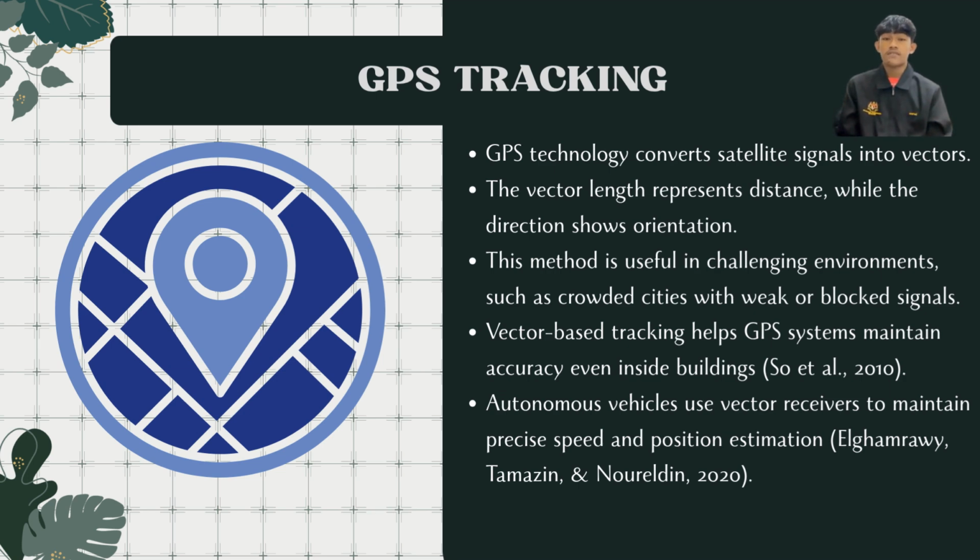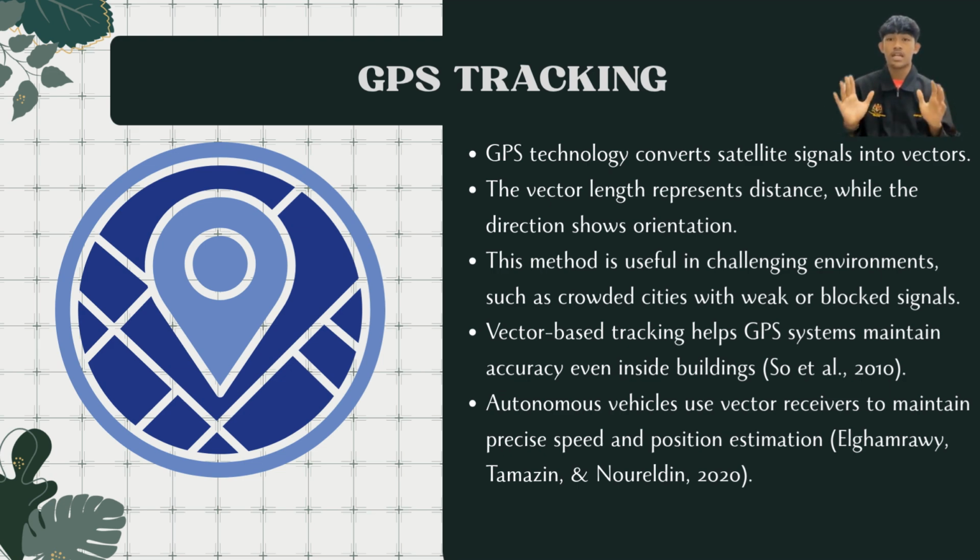By combining the several vectors from the different satellites, the system can determine the exact location of the receiver. This process is known as triangulation or trilateration. Vector analysis is especially important in complex environments. For example, in a large city with tall buildings, satellite signals may be blocked or reflected.